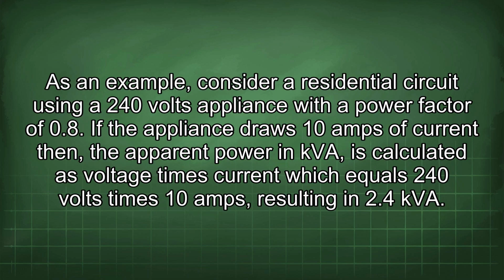As an example, consider a residential circuit using a 240 volt appliance with a power factor of 0.8. If the appliance draws 10 amps of current, then the apparent power in kVA is calculated as voltage times current, which equals 240 volts times 10 amps, resulting in 2.4 kVA.